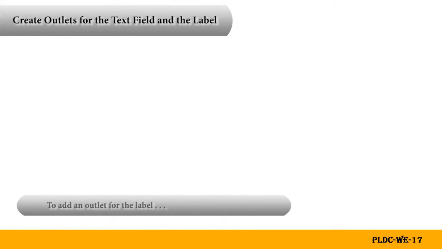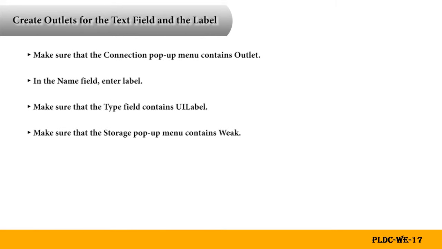area in Hello World View Controller.h in the Assistant Editor. In the popover that appears when you release the control drag, configure the label's connection. Make sure that the connection pop-up menu contains Outlet. In the name field, enter label.